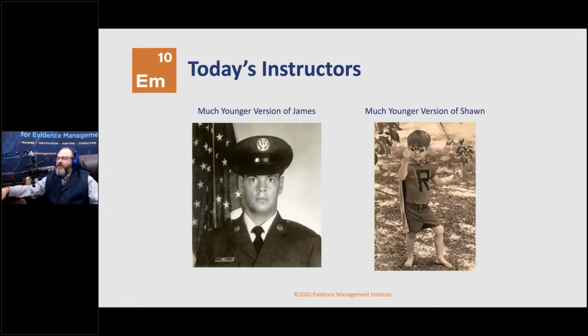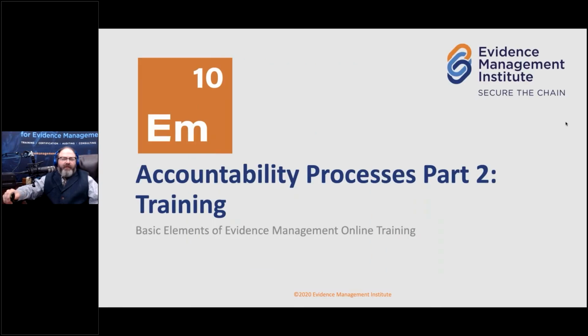Now, James is not here, but I put his picture up anyways because I'd hoped he'd be here, but he's got to work. And it's been a crazy week. So that is a much younger version of me. I don't know why I chose Robin instead of Batman. I think because he got to wear shorts, and shorts are cool. But I'm Sean, and I'll be talking to you today about training.